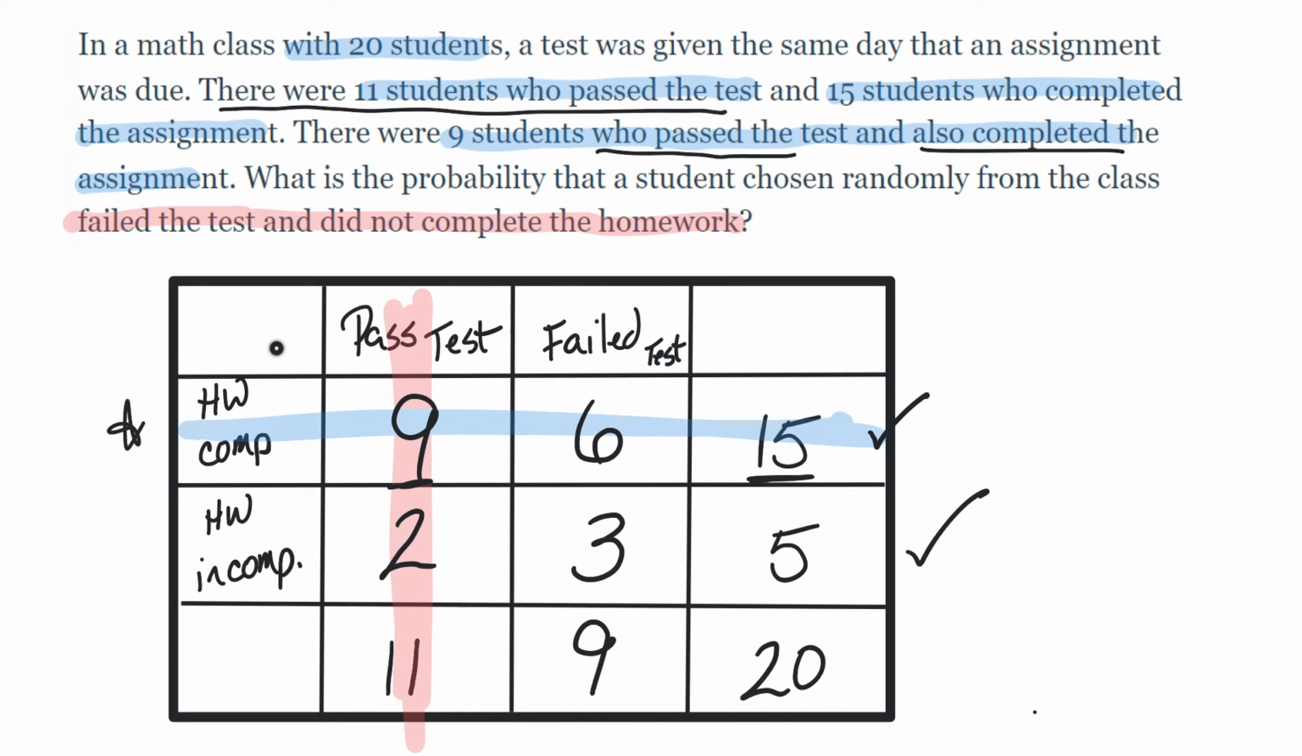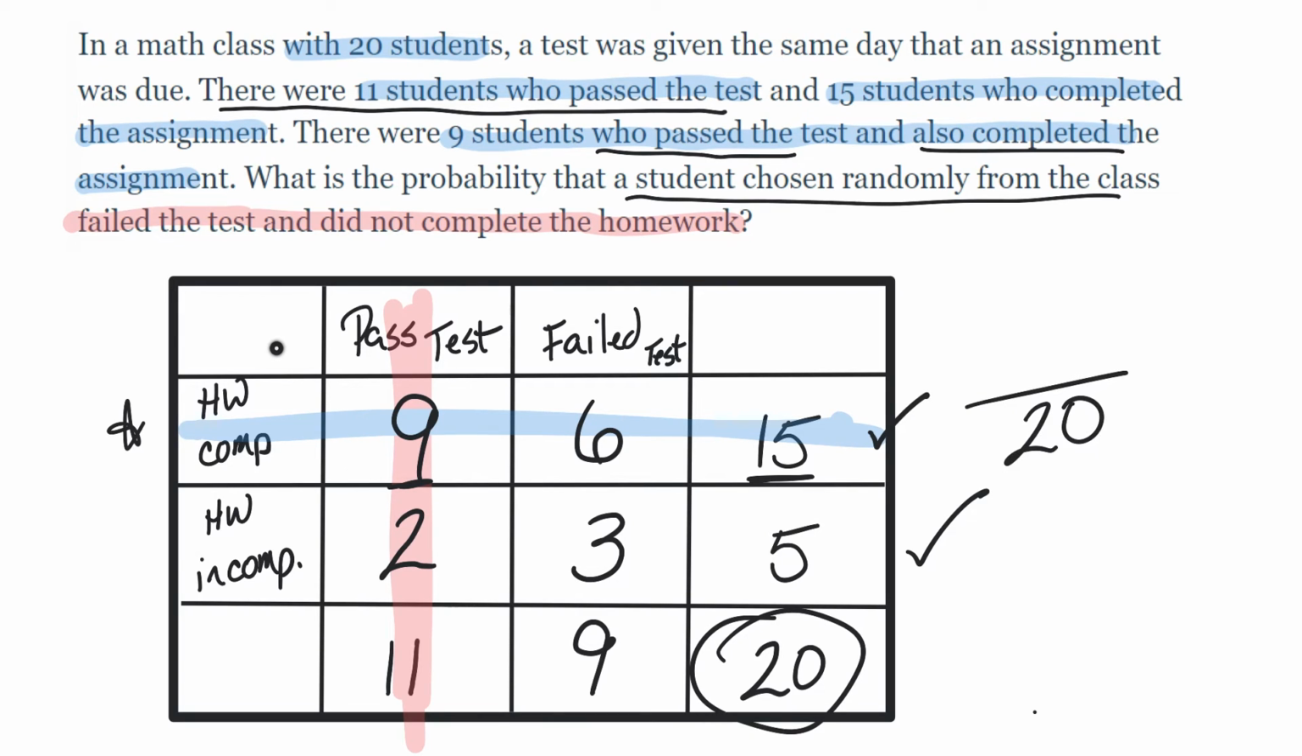So we have a completed table. So now we need to take our data and go from there. It says, what is the probability that a student chosen at random from the class? Well, the class is a class of 20. So that's going to be our denominator.